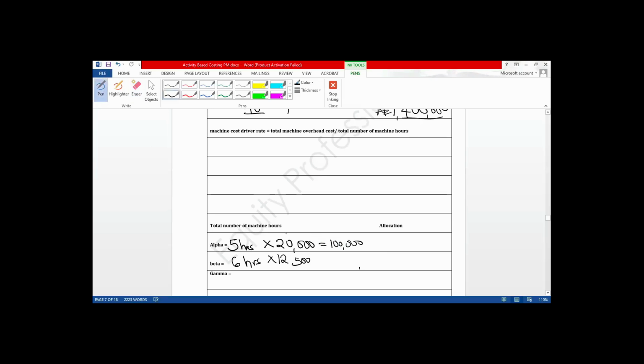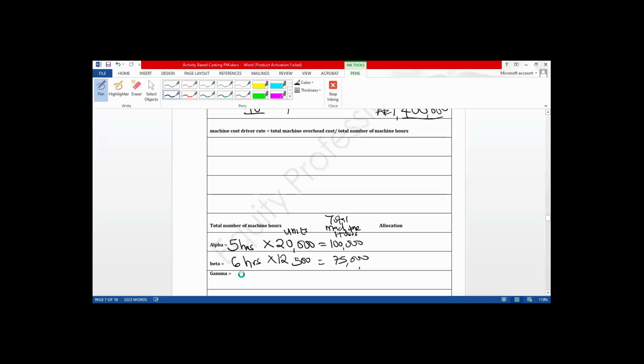I'll put the units here. This is machine hours total. Year 75.